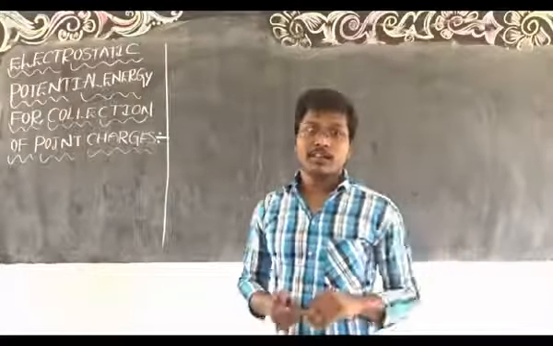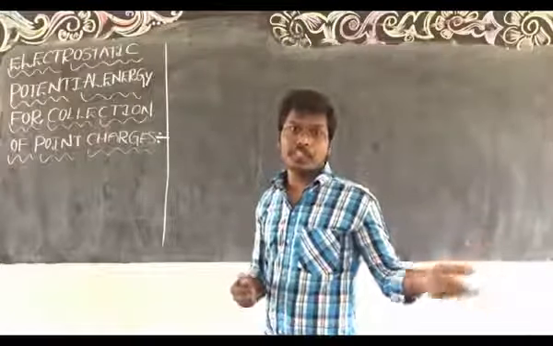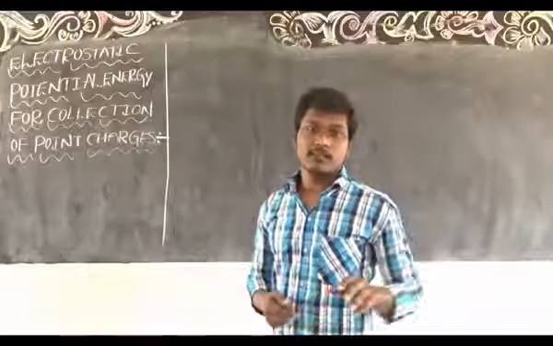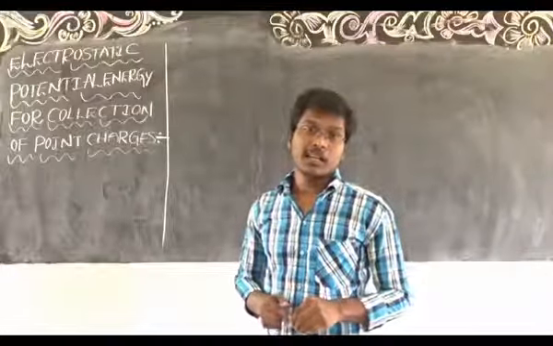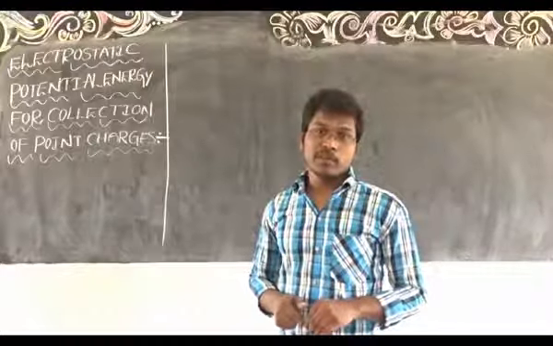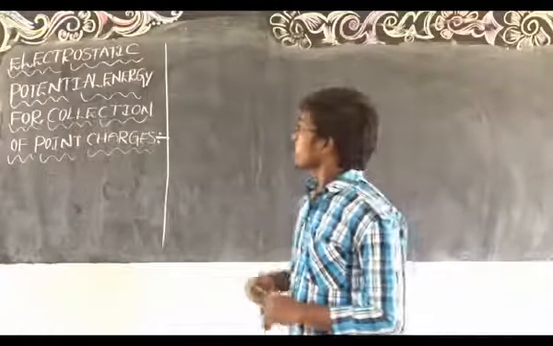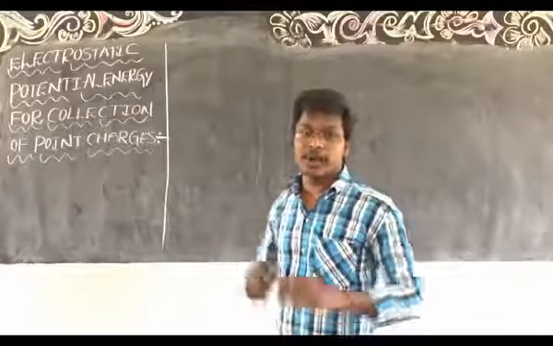What was the previous class? Electrostatic potential energy due to a dipole. We finished it. After that, equipotential surfaces, and after that the relation between V and E, electrostatic potential and electric field, E is equal to minus dV by dr. Now, our concept is electrostatic potential energy for a collection of point charges.